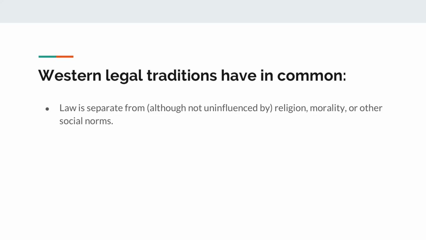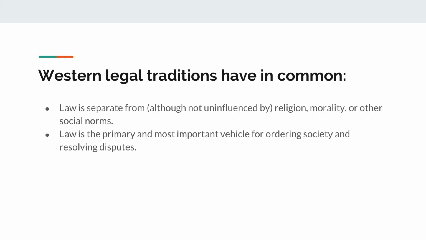Law is separate from religion, morality, or other social norms. Although I do point out that law is often influenced by those things, we think of the law as something different than morality or religion, and that's true in both the civil law and the common law. We know that in the Western legal tradition, the law is the most important vehicle for ordering society and resolving disputes. We use the law to organize our society and to assist us in the resolution of disputes.